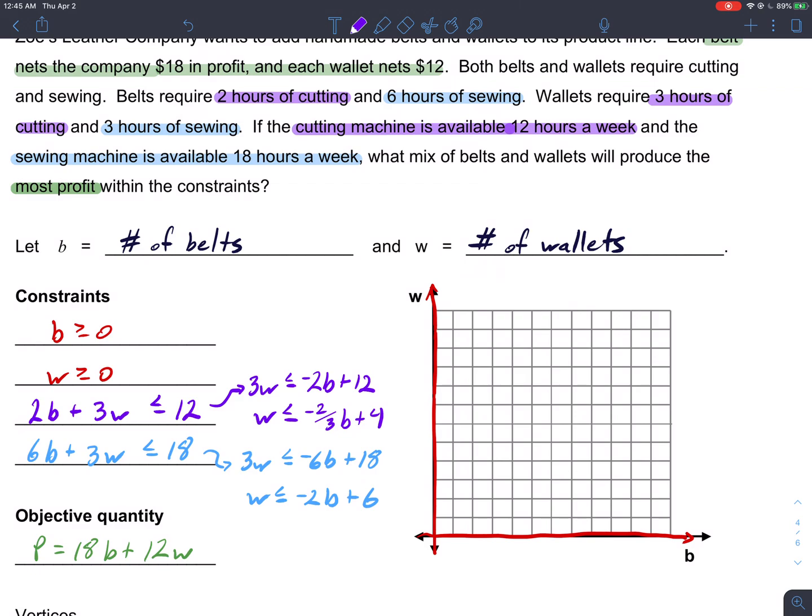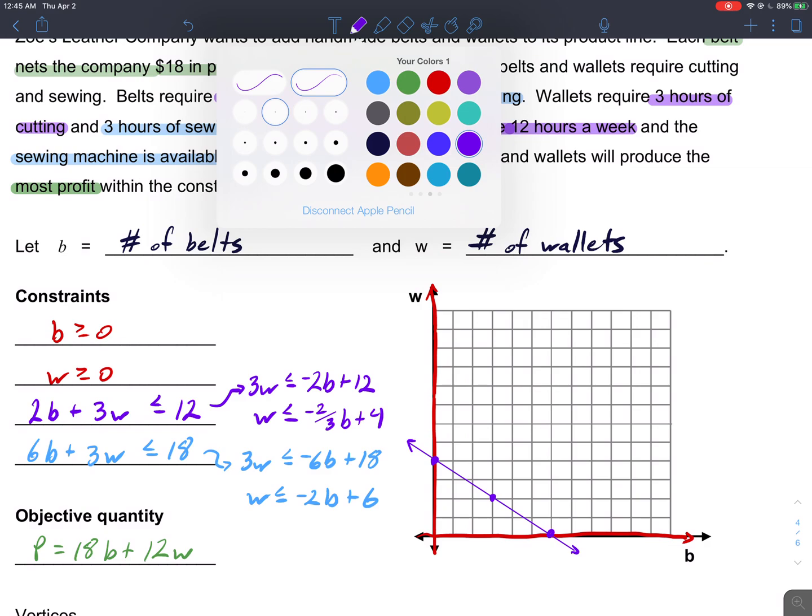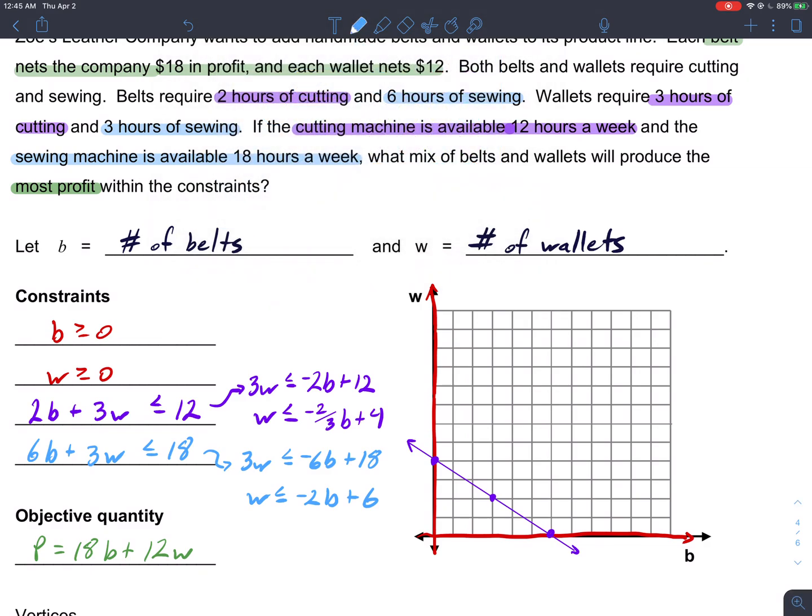Let's draw this purple one. I've got a y-intercept of 4, and then I would go down 2 and over 3, and down 2 and over 3. So there is the purple constraint for number of hours of cutting available. And then I'll do the same thing for the blue line, except here I've got a y-intercept of 6. And I'm going to go down 2 and over 1, down 2 over 1, down 2 over 1. I think I did that right. Start at 6, down 2 over 1, okay.